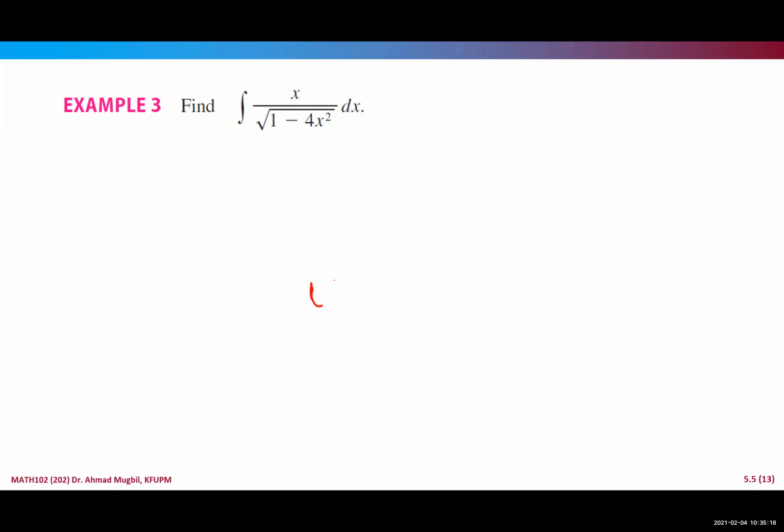Again, think about u and du. If you have both of them here, think about g of x and g prime. What is the best u that we can choose here? We put u equals 1 minus 4x squared. This one.